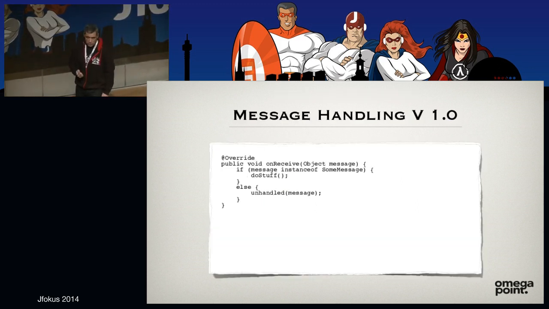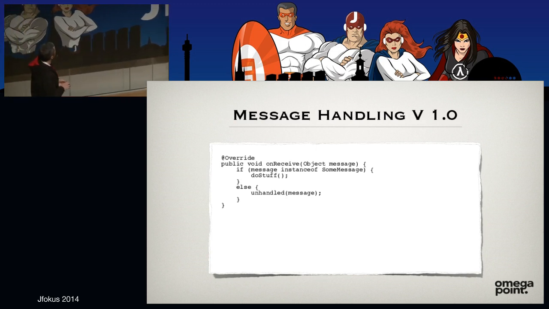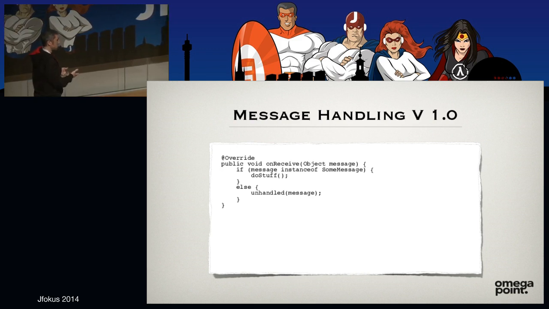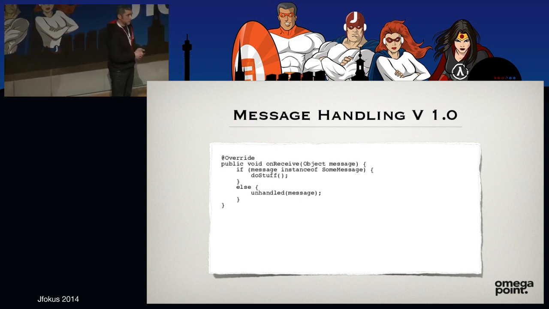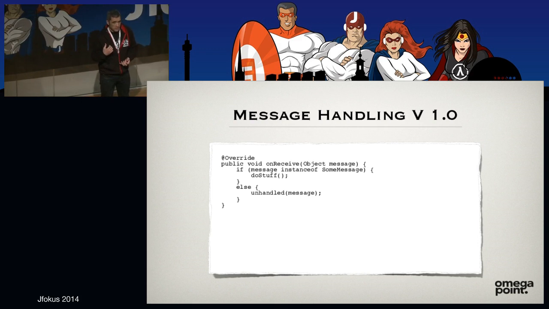So, usually when you start out with your little hello world actor, you kind of do this. You receive a message and you check, is this message of a type that I can handle? If it is, then you do stuff with it. And if it's not, you pass it on to the unhandled method. The unhandled method is provided by Akka, and it's just a way of telling the Akka system that you can't handle the message that you just received. So yeah, that's a good hello world example.